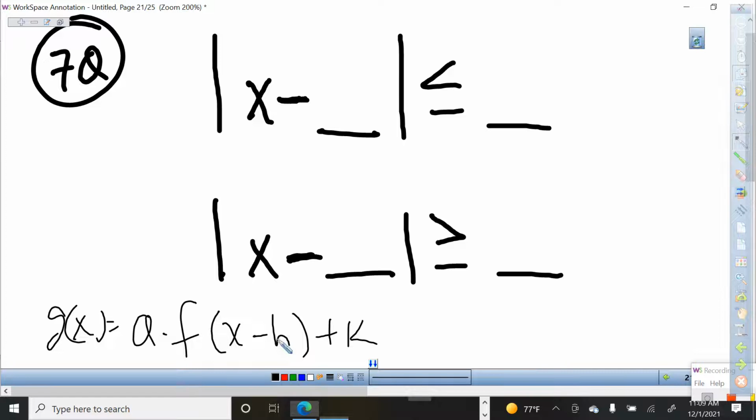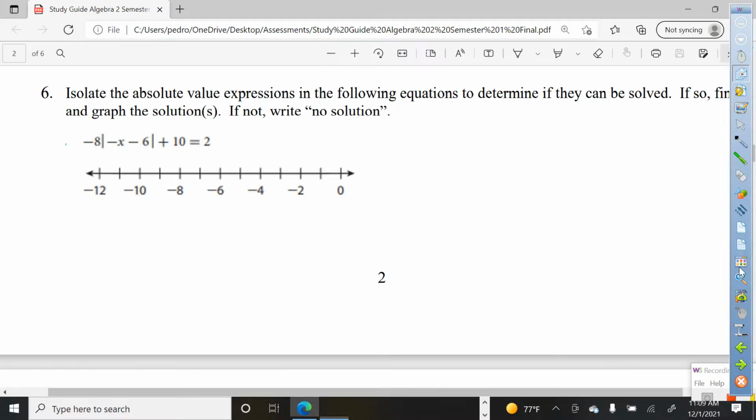Okay? But for right now, just to get us there, we're going to apply these two forms to the word problem. So let's go to our study guide to number 7. Number 7 on our study guide.